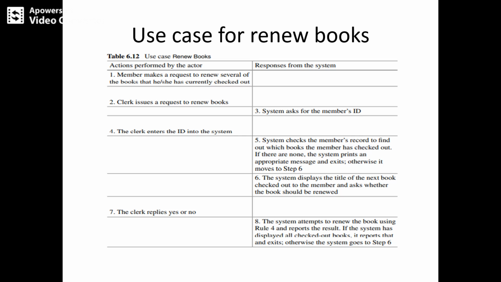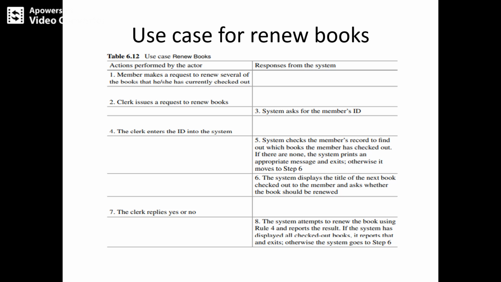Then the system will start the process. The response from the system: the system is going to process. The system checks the member record to find out which books the member has checked out. If there are none, the system prints an appropriate message and exits. If there is nothing for the particular ID, the system prints the message that nothing is found. Otherwise, it moves to the next step.